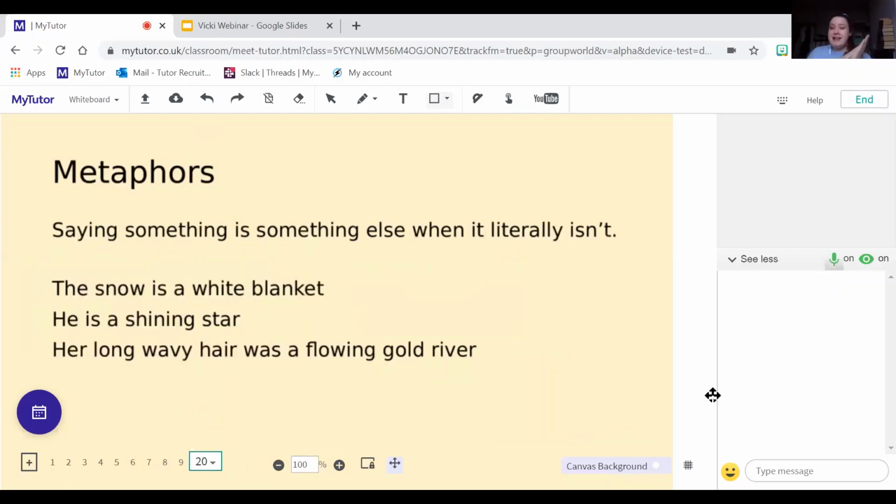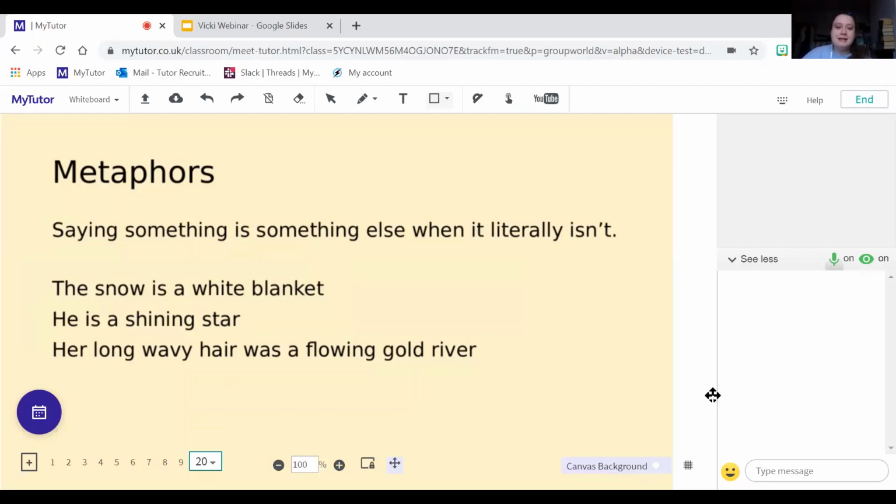So we're almost at the end. Metaphors. This is where we say something is something when it literally isn't. So the snow is a white blanket, here's a shining star, and her long wavy hair was a flowing gold river, which is a really nice one.